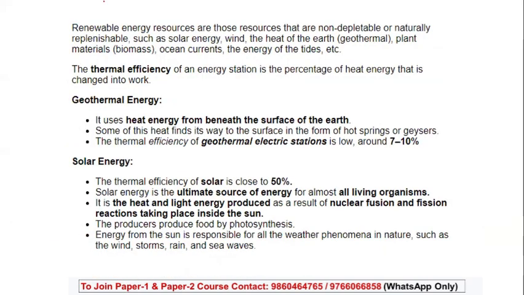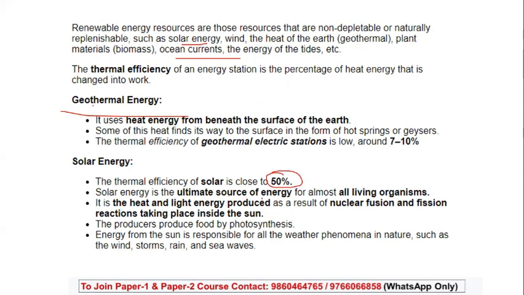Yes, renewable sources of energy are non-depletable or naturally replenishable, such as solar energy, or heat of the earth, or plants, or ocean currents. The thermal efficiency of an energy station is the percentage of heat that is changed into work. So geothermal is from beneath the earth's surface and it finds the surface in the form of hot springs or geysers. The efficiency is low, around 7 to 10%. Solar energy is more efficient, close to 50%.